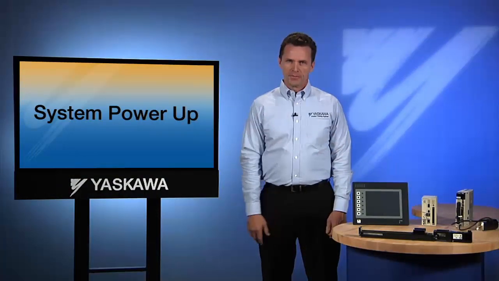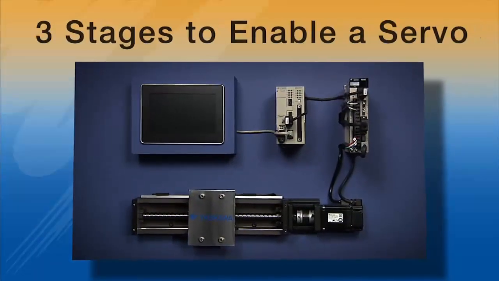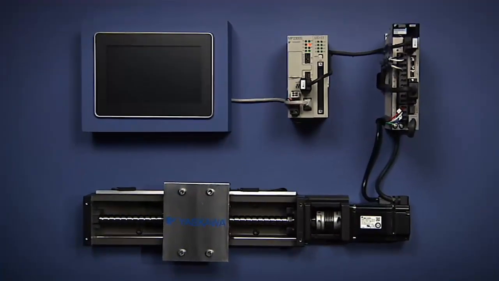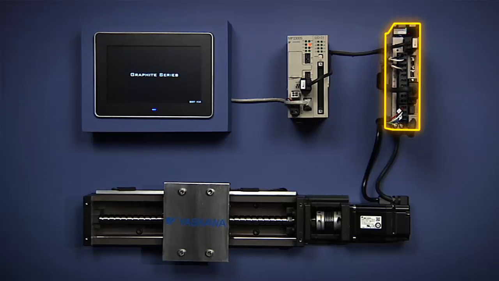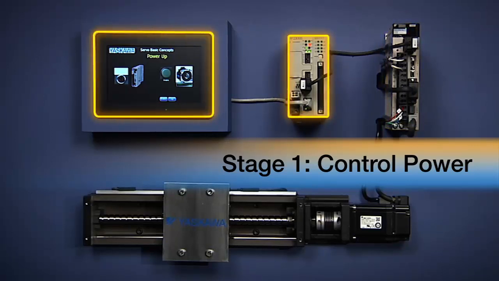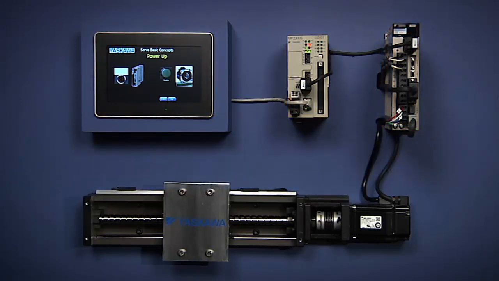Turning on a servo isn't as simple as switching on a light bulb. It's important to know that there are three stages to enable a servo. First, the amplifier itself must be turned on. We refer to this as control power. The system is typically wired to power up the controller and the operator interface at the same time servo control power is established.